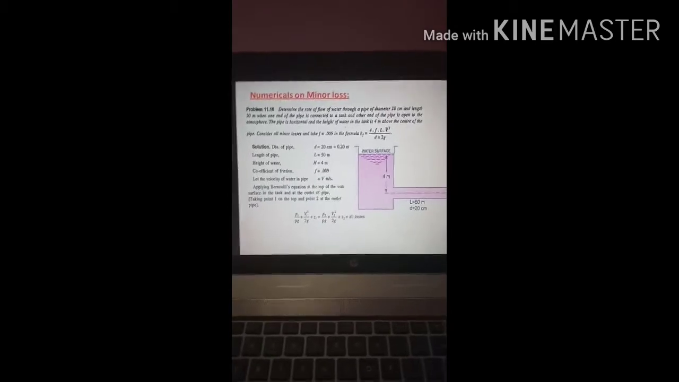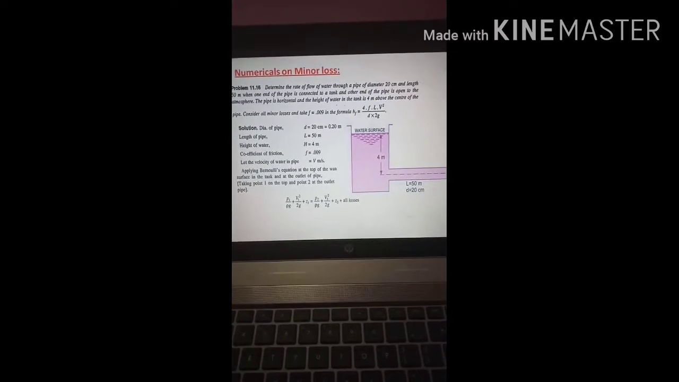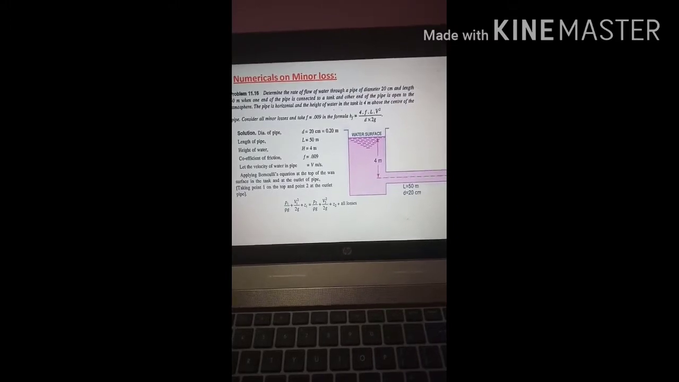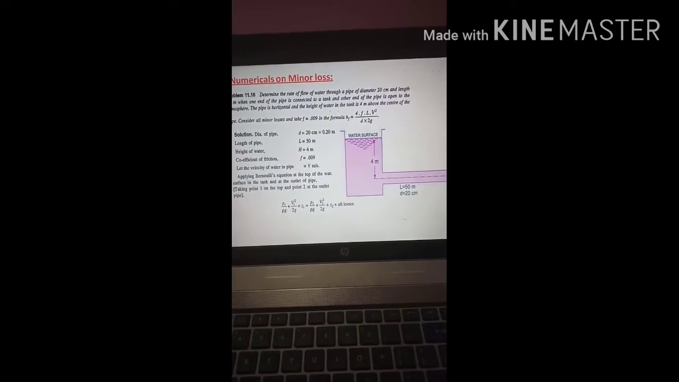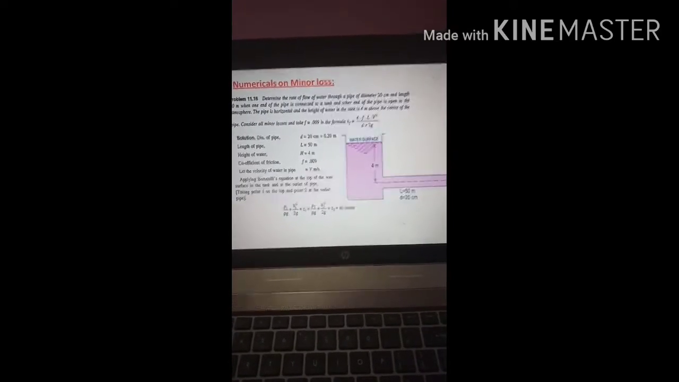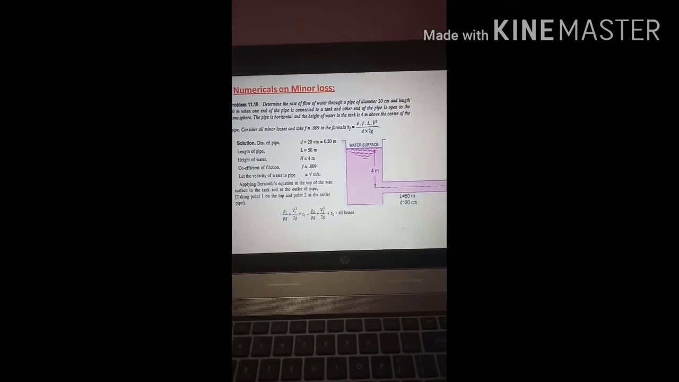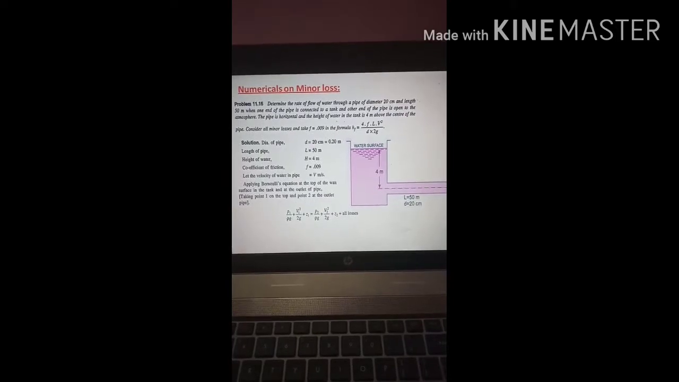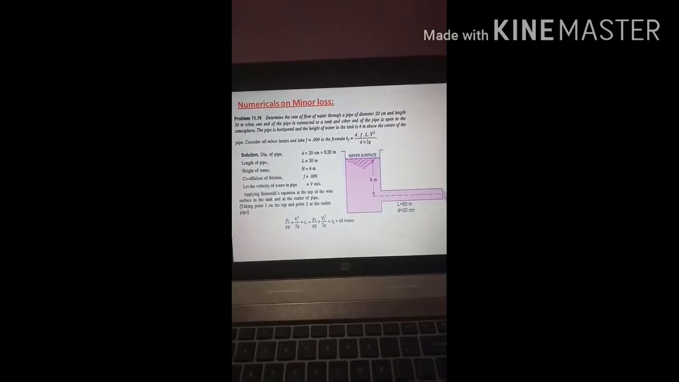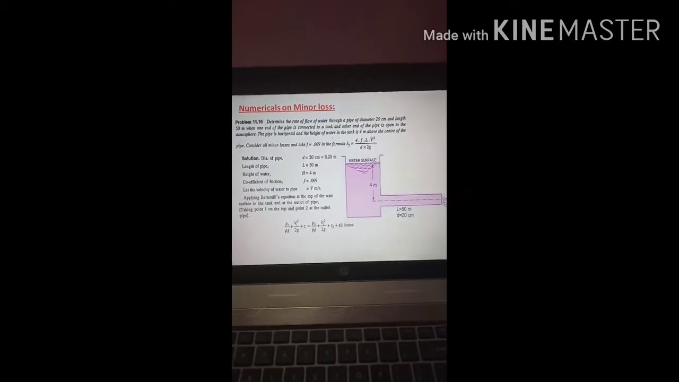Now let us see some numericals based on the minor loss. Determine the rate of flow of water through a pipe of diameter 20 cm and length 50 meter when one end of the pipe is connected to the tank and the other end is open to the atmosphere. The pipe is horizontal, and the height of water in the tank is 4 meter above the center of the pipe. Consider all minor losses and take the coefficient of friction as 0.009 in the formula HF is equal to 4 FLV square by 2GD. In this numerical, you have to consider both the losses, major loss as well as minor losses, because the formula for HF is also given.